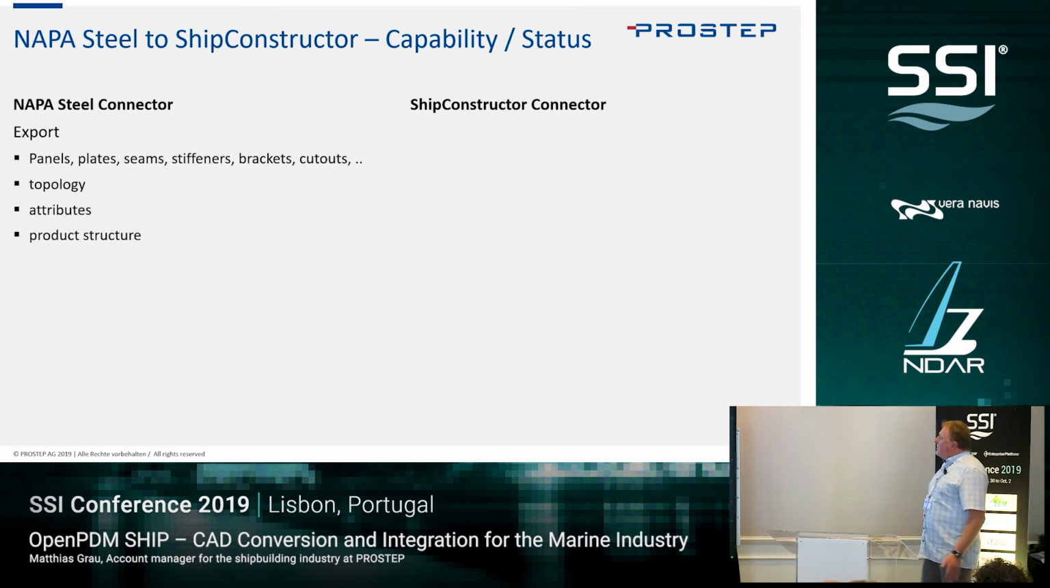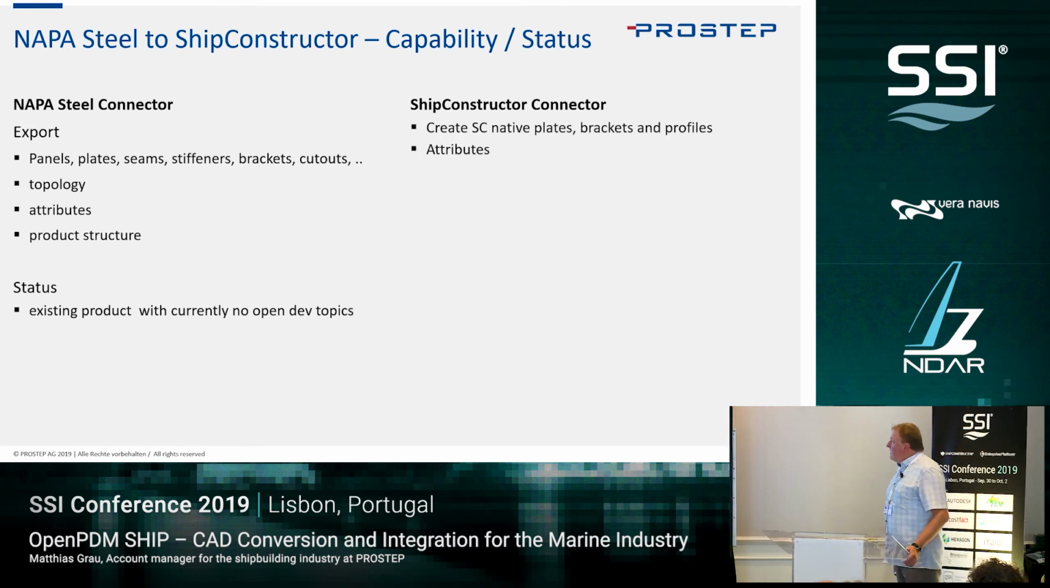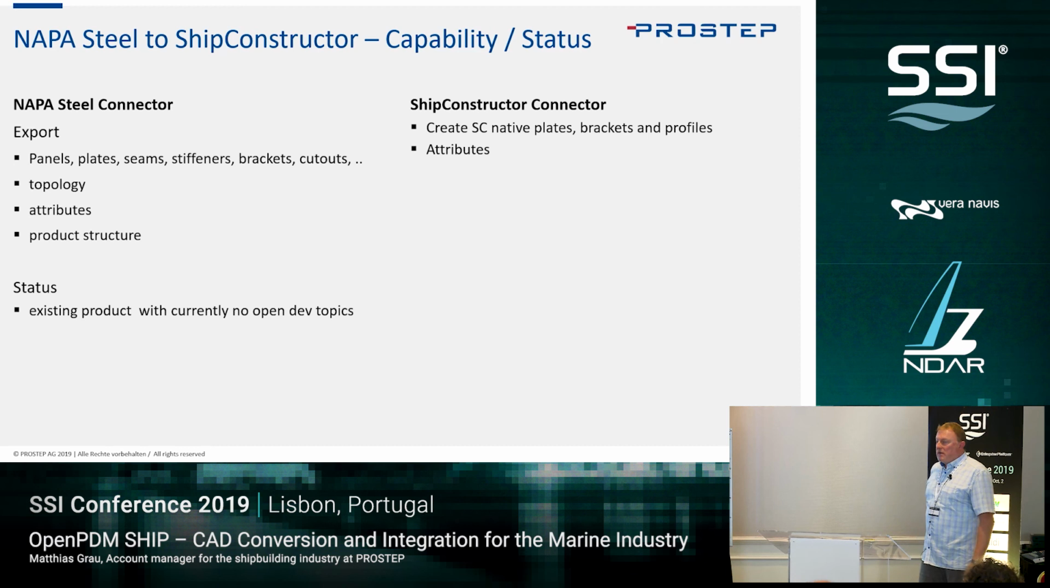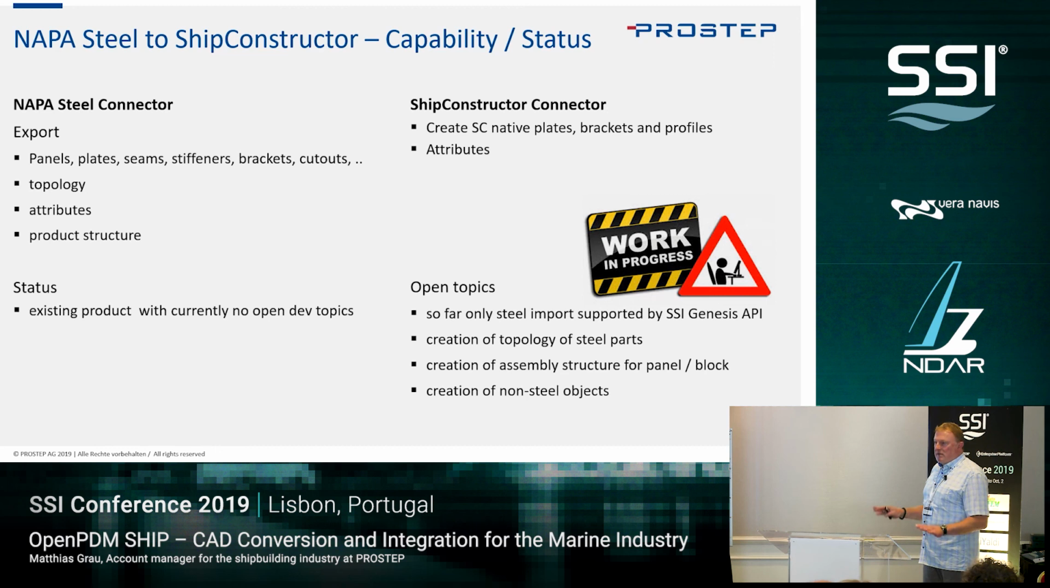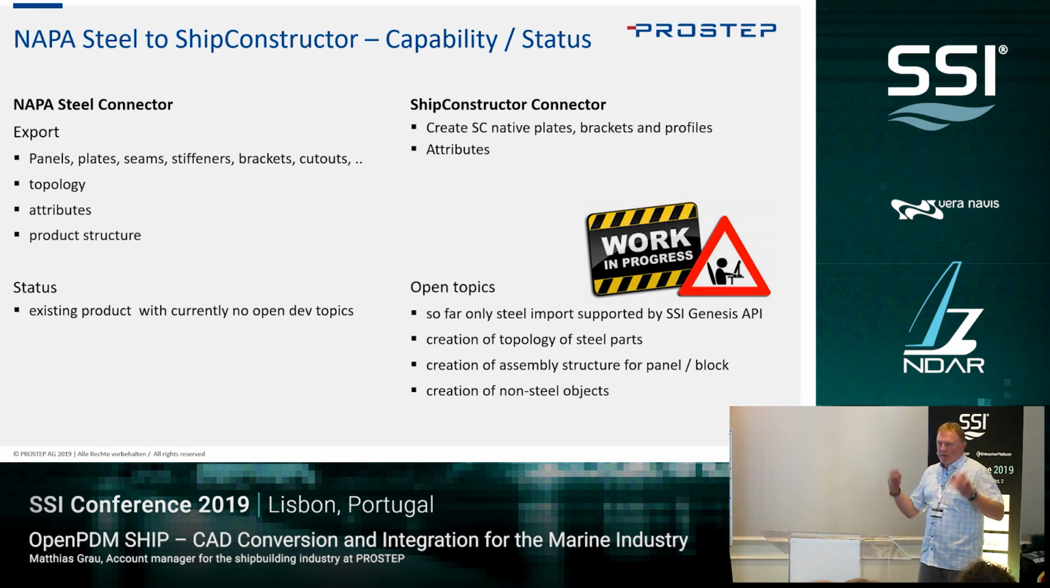There are shipyards using it for productive purposes, not in the ShipConstructor context, but in the context of other CAD systems. ShipConstructor connector: we create native plates, brackets, profiles in ShipConstructor. We create attributes attached to those parts. And I also mentioned already, it is still work in progress. So far, we have only steel import supported by the Genesis API. As soon as there is import capability in the Genesis API for other discipline objects like piping and so on, sooner or later it will be there. Then we will be able to use it as well.